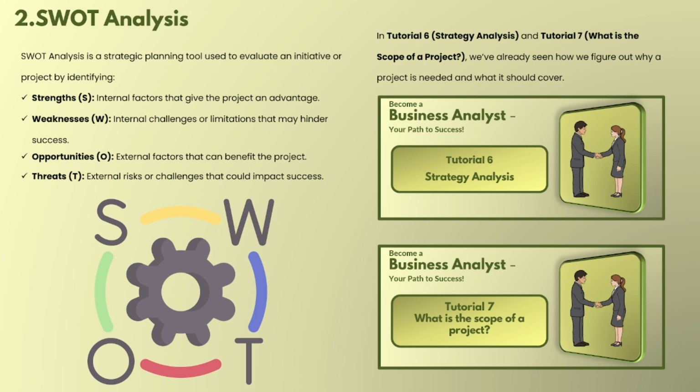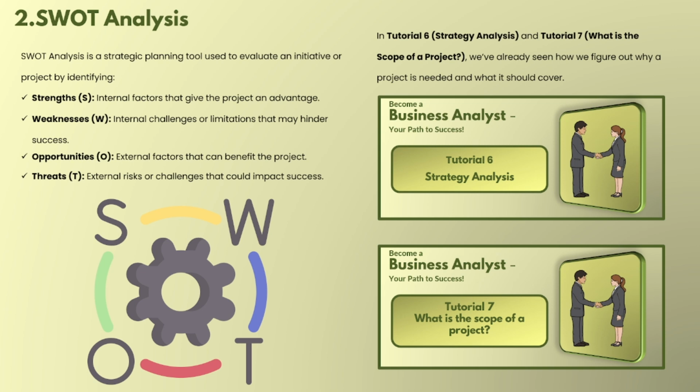So these are things we are already good at, like a strong team, skills, good funding, or solid technology, or a solid tech team that helps the project move forward smoothly. Then weakness, W: internal challenges or limitations that may hinder the success. These are our own problem areas, maybe lack of experience, limited resources, or outdated tools, things that could slow us down if not fixed properly. So such risks we need to identify.